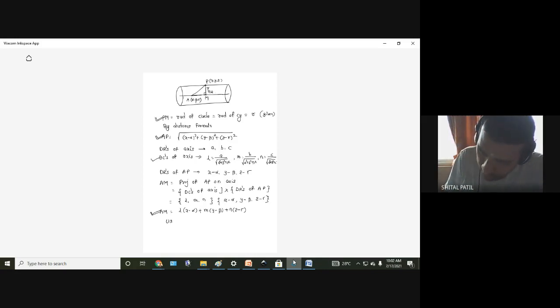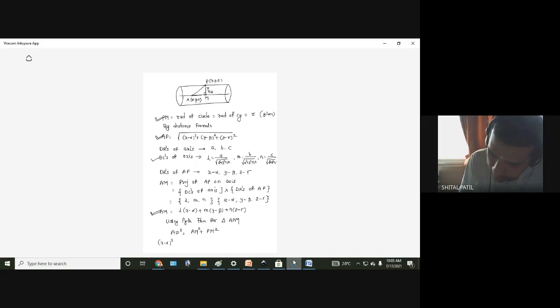So using Pythagoras theorem for triangle APM. What is the formula? So it is AP square, hypotenuse, equal to AM square plus PM square. So AP is known to us, where it is square. So the square root will cancel.